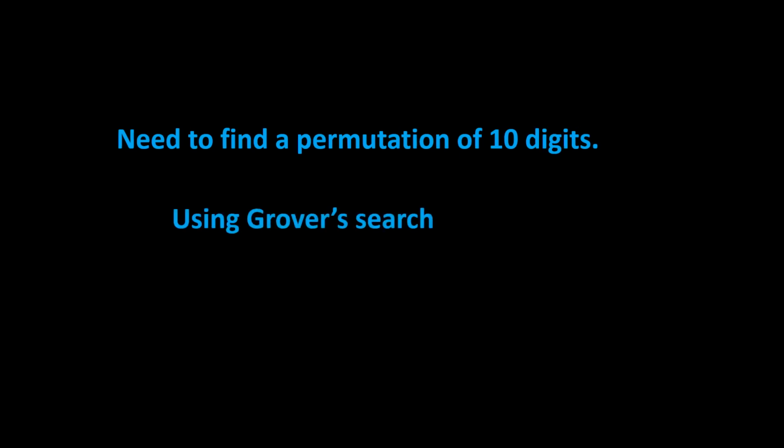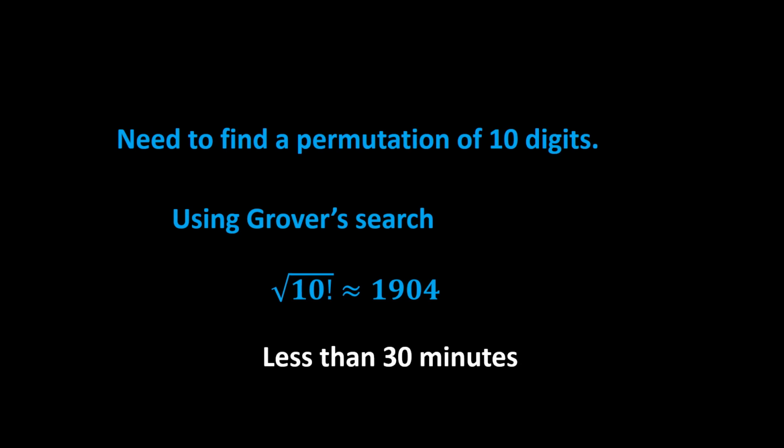In contrast, using Grover search, we can find the combination by roughly checking square root of times cases than actual. In this case, that would be around 1904. And within 30 minutes, that will be cracked. And that's what makes quantum computers do certain tasks super fast.